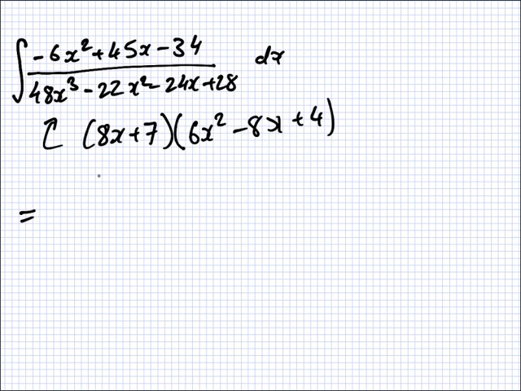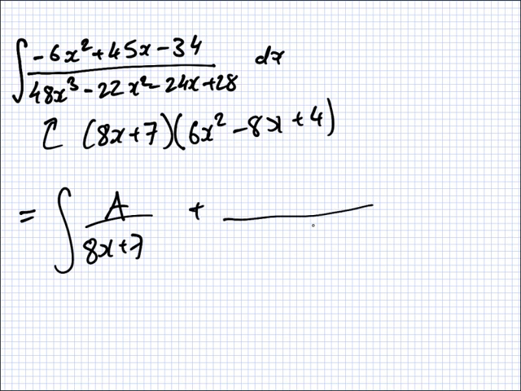Okay. So the first one would be definitely A over 8x plus 7, right? And what would the next one be? Bx plus C, over 6x squared minus 8x plus 4, dx.